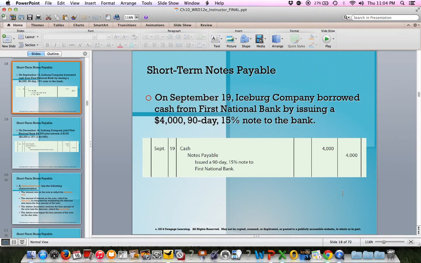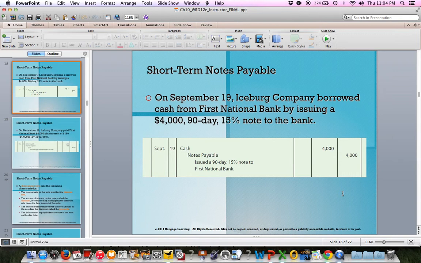Short-term note payable, and another example here. On September 19th, Iceberg Company borrows cash from First National Bank by issuing a $4,000 90-day 15% note to the bank. Okay, so a company's borrowing directly from the bank, $4,000. They'll repay it in 90 days and pay 15%.